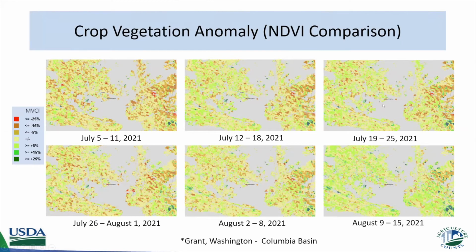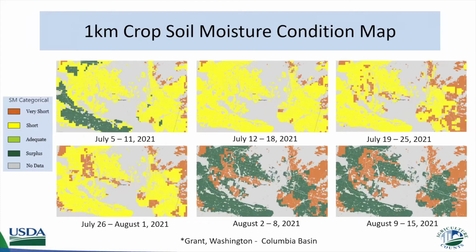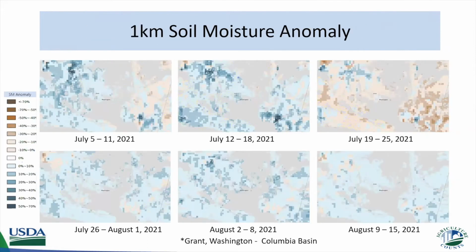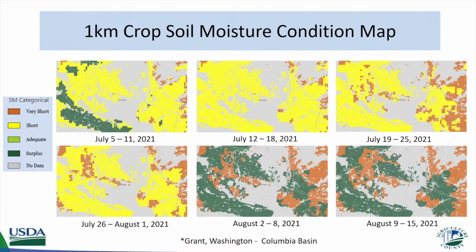This one is the same thing, but this week, you can look at the July 26th week, it becomes stressed again compared to the previous week. But if you go back, no irrigation or rain event happened here. But if you look at the condition, it is not that bad compared to the history.